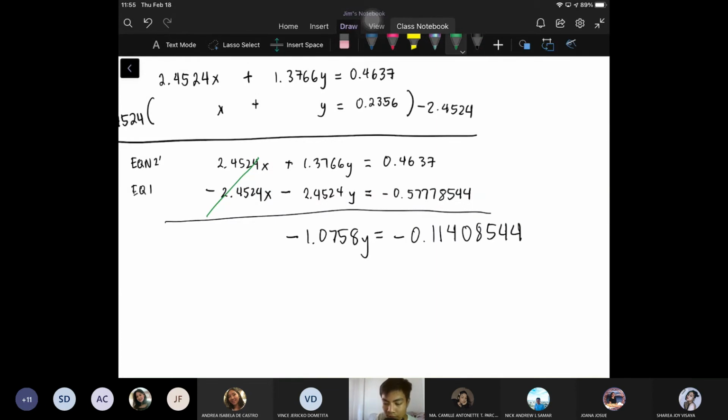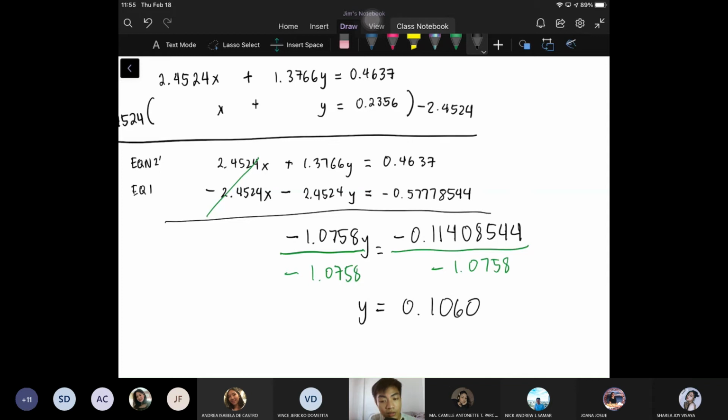How? You divide both sides by the coefficient of y. Alam ko naman, naaalala nyo pa yung algebra nyo, no? So, divide both sides by the coefficient of y. So, you will get y. Y is now equal to negative 0.114085544 divided by negative 1.0758. So, y is now 0.1060.